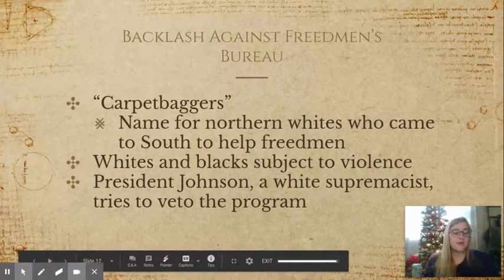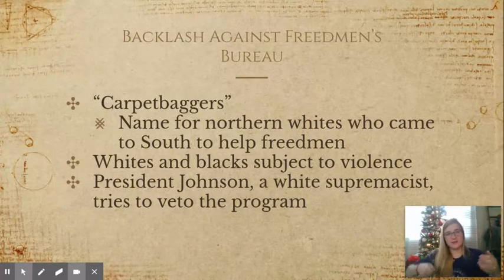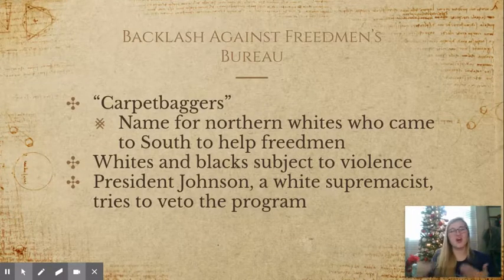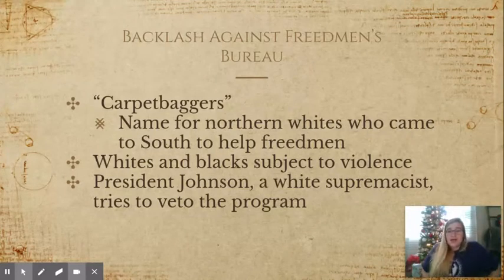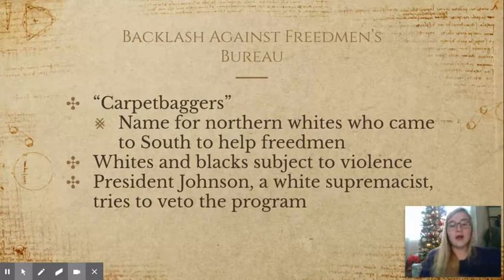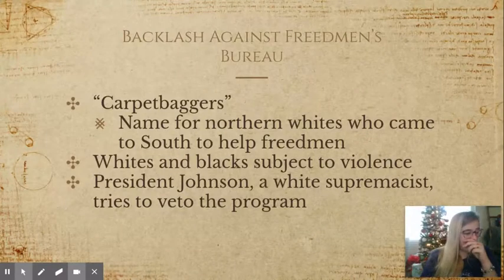A slang term for them was the carpetbaggers, because they had suitcases that were made of this kind of carpet-looking oriental material, and they would bring those suitcases down and people called them carpetbaggers. And that is the slang term for northern whites who come down to help freedmen learn to vote and get an education and be involved in the political, social, and economic sphere.